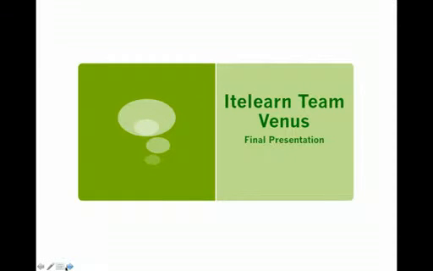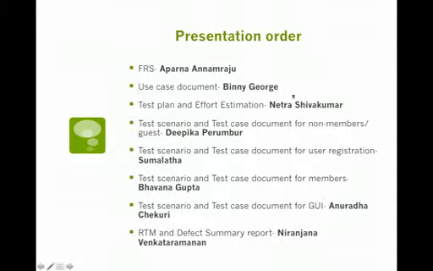The order of our presentation is going to be as follows. We're going to start with FRS, then use case document, test plan and effort estimation, and after that we're going to cover the test scenario and the test case document for each of the three modules that we tested on: non-members, user registration and members area, and GUI, and finally the RTM and the defect summary report.